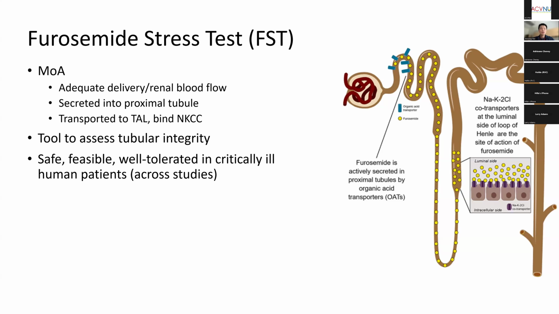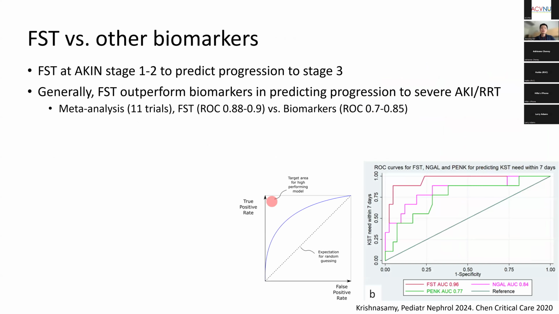Across all these human trials, even though this test has been conducted in critically sick human patients, giving a single dose of IV furosemide has been reported as safe, feasible, and well tolerated across the studies. So how do they apply this test?